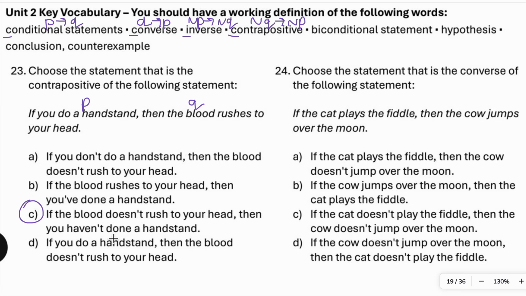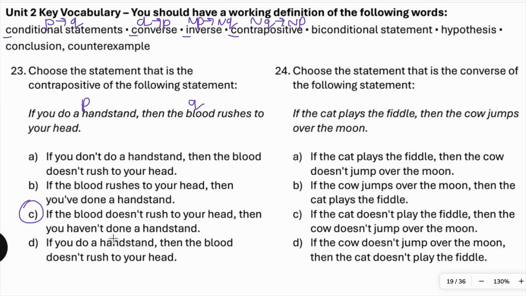And then the biconditional statement just means we have P and Q using if and only if. So if it's Halloween, then I'm trick-or-treating. I'm trick-or-treating if and only if it's Halloween. That's going to be option A. Okay.